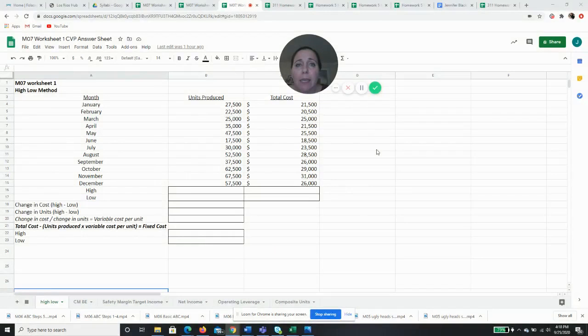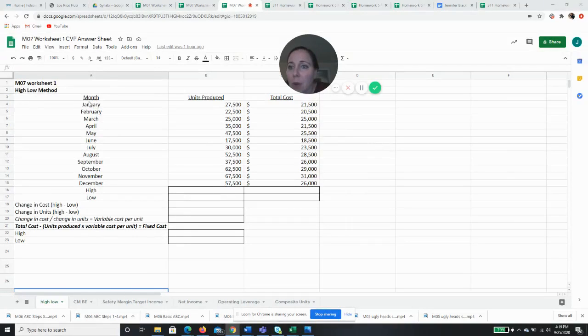And the thought behind this is if we can identify the period that has the highest level of production, and we know the number of units and the costs, and we can identify the period that has the lowest level of production, and we can identify the units and the costs, then we can do some fancy math around all of that and figure out what is our variable cost and our variable cost per unit and what are our fixed costs. And that's exactly what we're going to do.